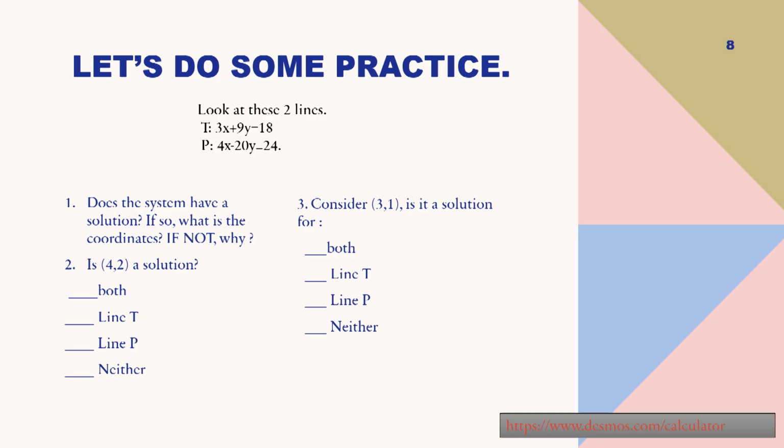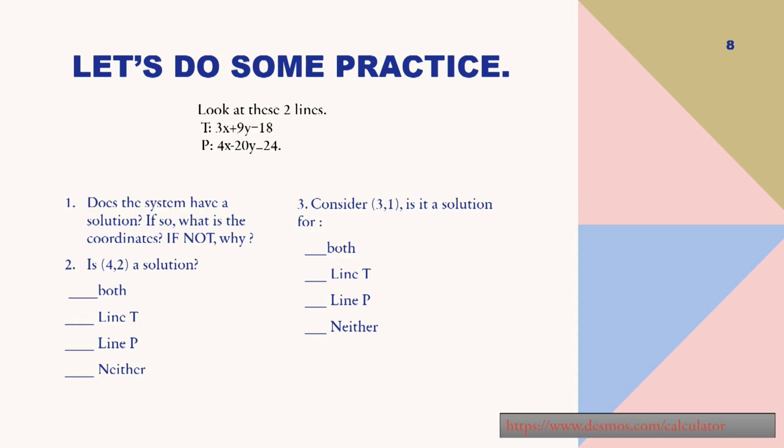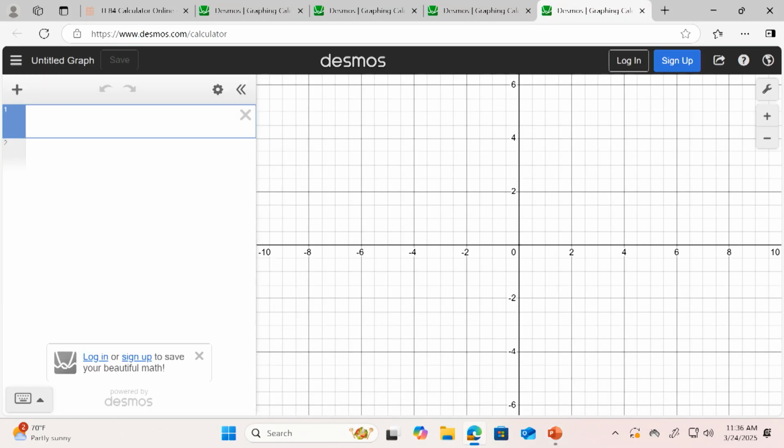Good job. Let's do some practice. So look at these two lines. I have t, that is 3x plus 9y equals 18. I have p, which is 4x minus 20y equals 24. And so here are some questions that I'm dealing with this system. Does the system have a solution? If so, what is the coordinates? If not, why? So what we can do is let's plug this into Desmos. That would be the easiest way. So let's put this in Desmos and see what we come up with.